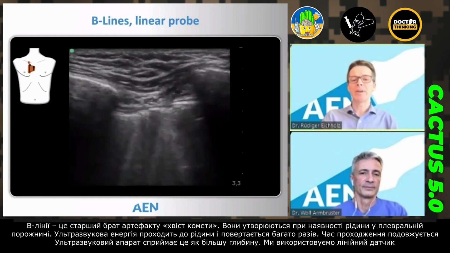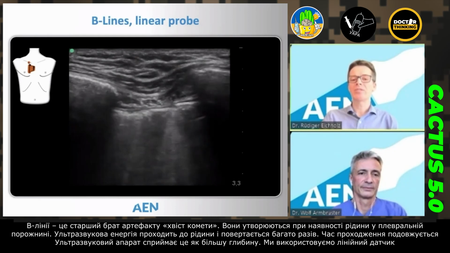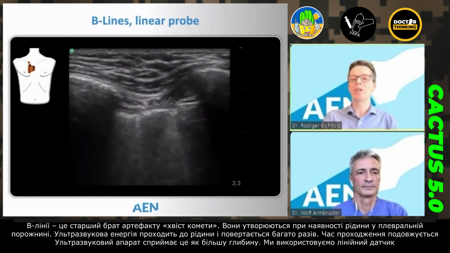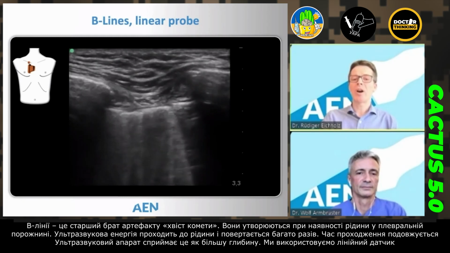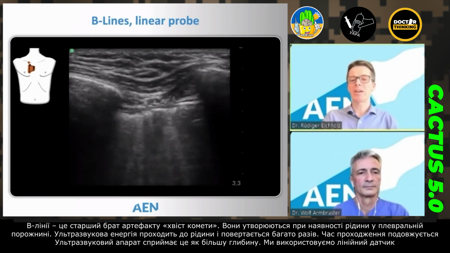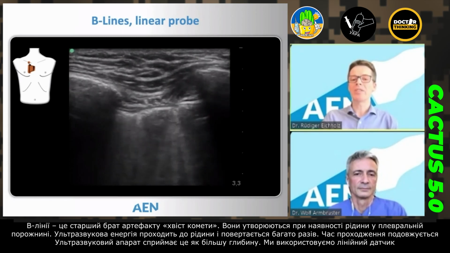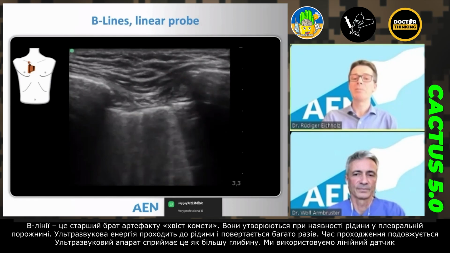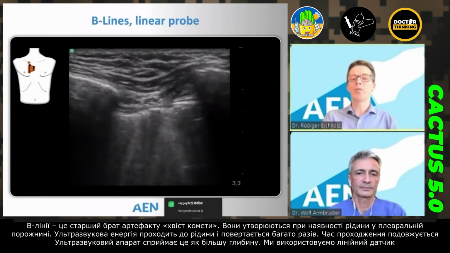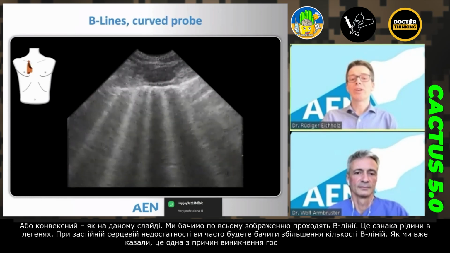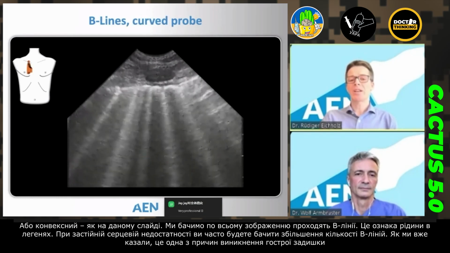So as Wolf explained, the sound energy is trapped inside fluid collections and goes back and forth so many times that the sound travel time becomes longer. And this is why the ultrasound machine thinks, okay, again, the reflector must be deeper. And you can get this, of course, with linear probes like here, or with curved arrays like here.